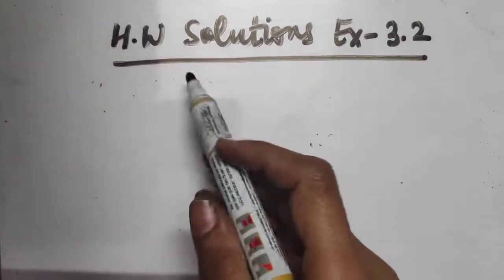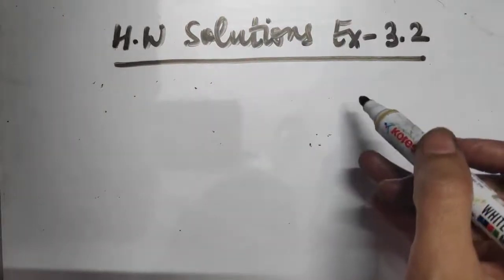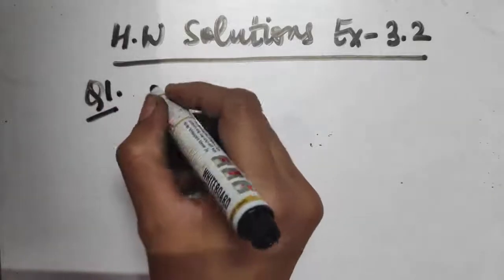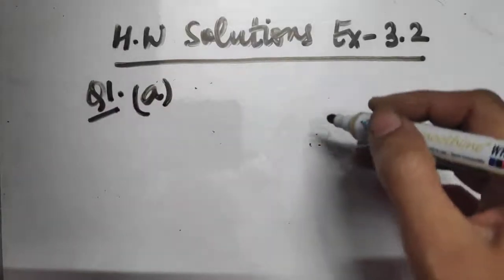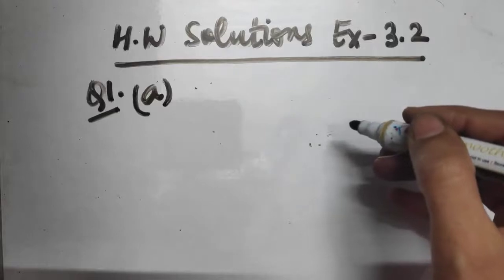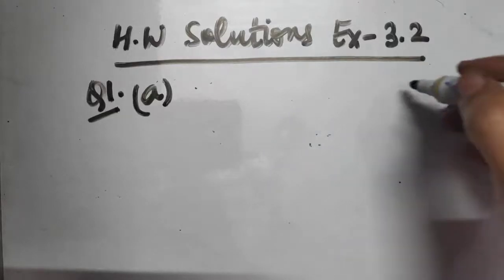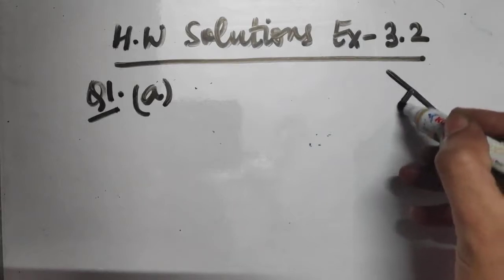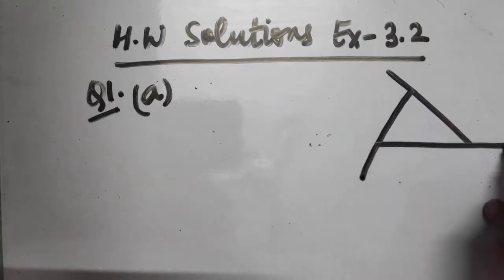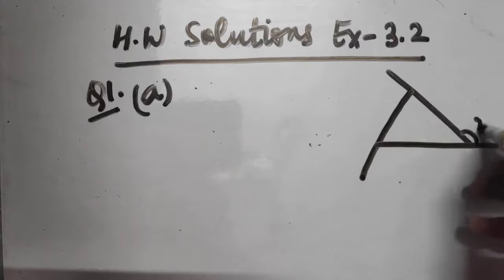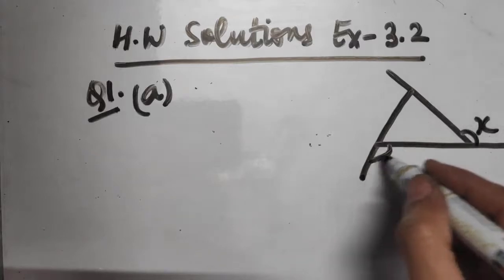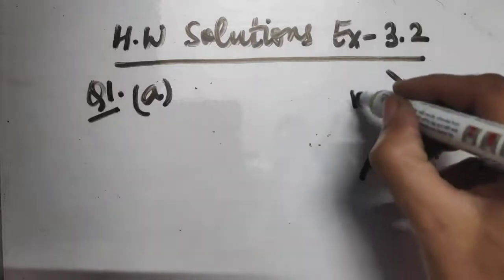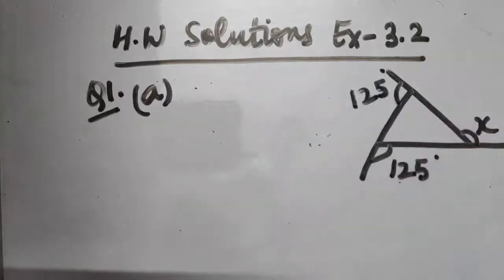So it's time to discuss now homework solutions of exercise 3.2. I'm going to discuss question number 1, A part. The diagram is given to us and we are supposed to find the value of X. It is like this. This is X, this is 125 degrees, and this is also 125 degrees.